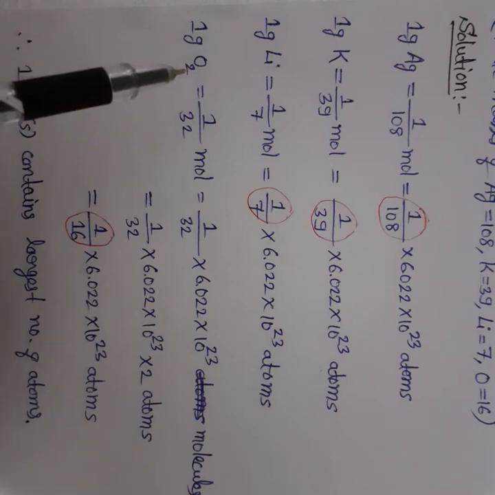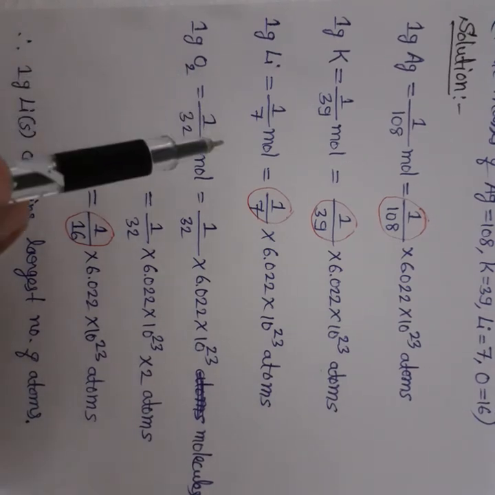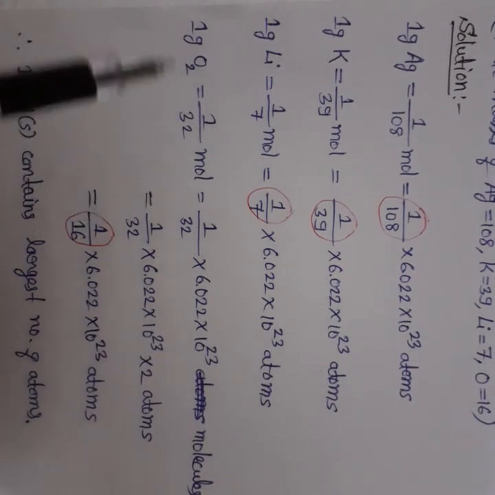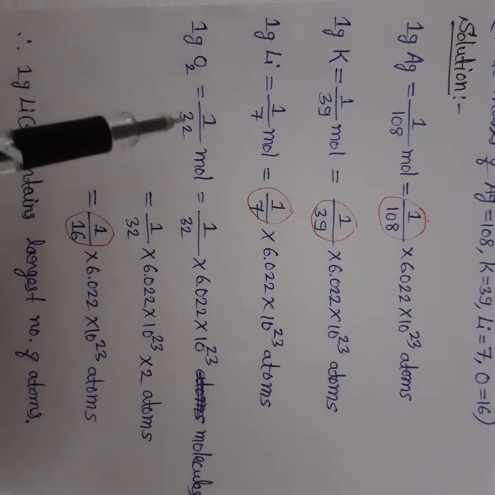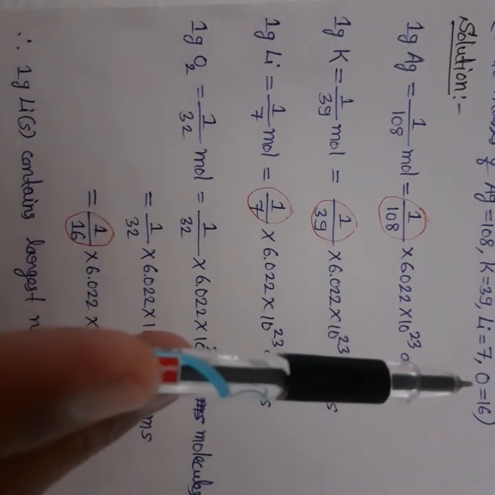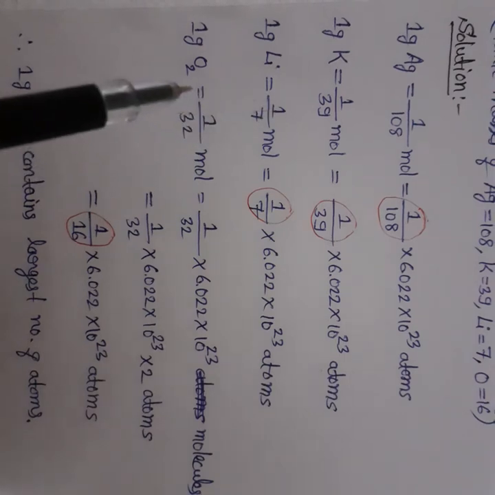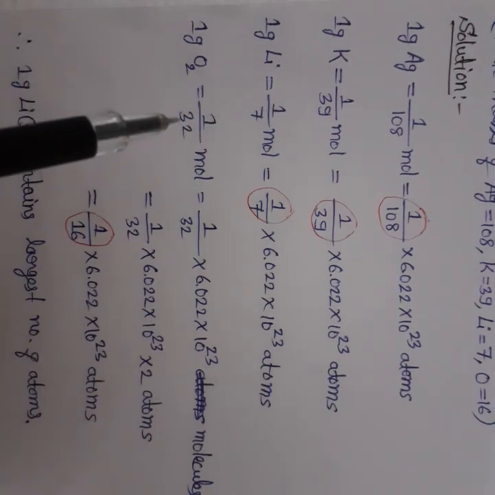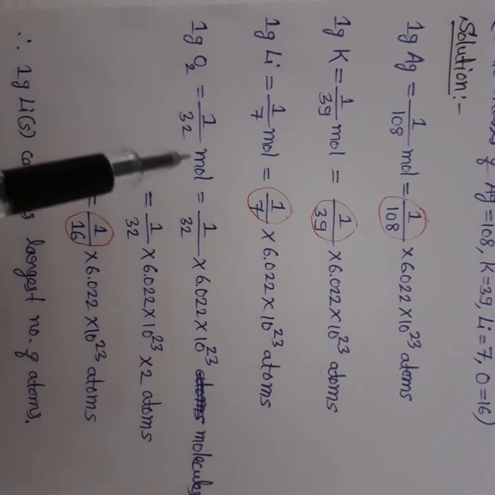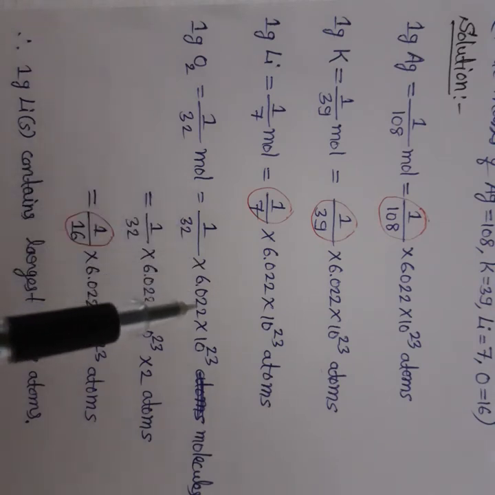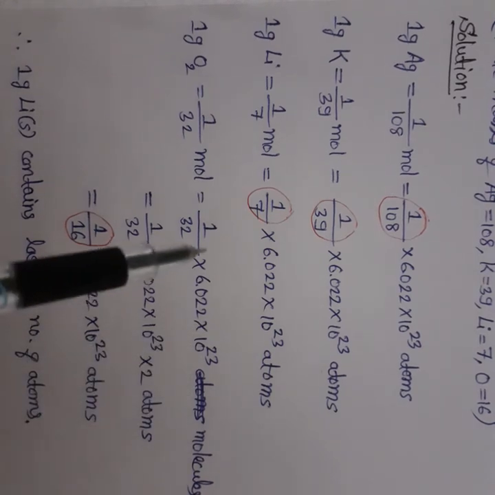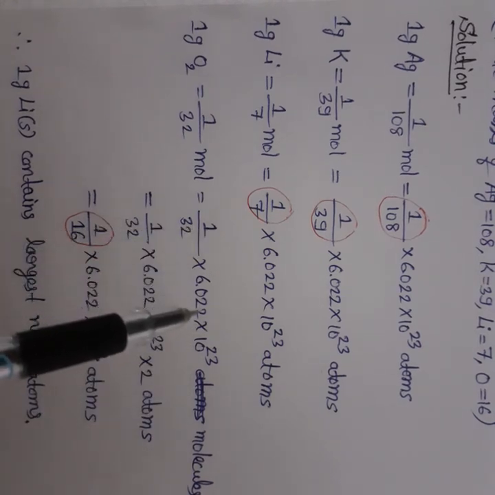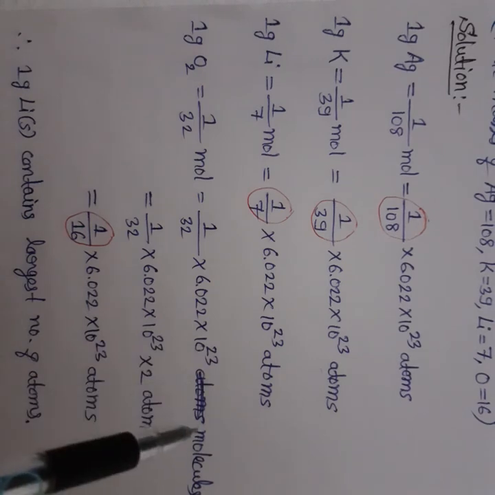1 gram oxygen is equal to 1 divided by 32 mole. To convert gram into mole, this gram should be divided by the molecular mass of oxygen, that is 32. Actually, one oxygen atom means 16, but here two oxygen atoms are there, so it is 32. 1 divided by 32 into Avogadro number of molecules, that means 1 divided by 32 into 6.022 into 10 to the power 23 molecules.